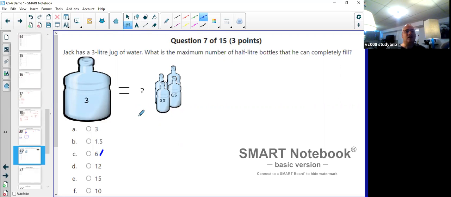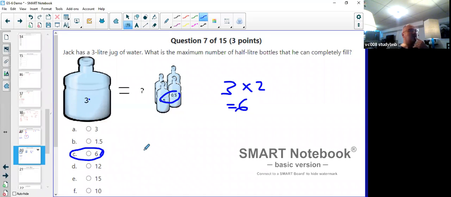Okay. But if you can't refill it, it's full. Okay. It's clearly 6, right? You can get 2 bottles for every liter. 3 times 2. 2 half-liter bottles. I don't think this is difficult, especially for you guys in grade 5 or 6. It shouldn't be. Right. So the answer is definitely C.